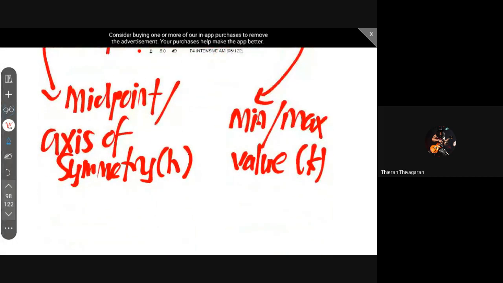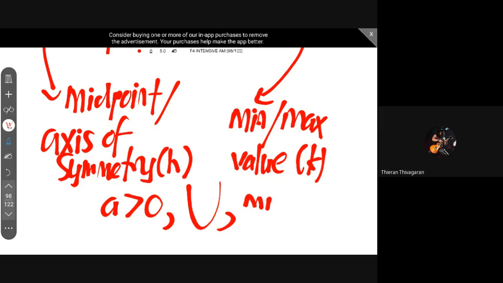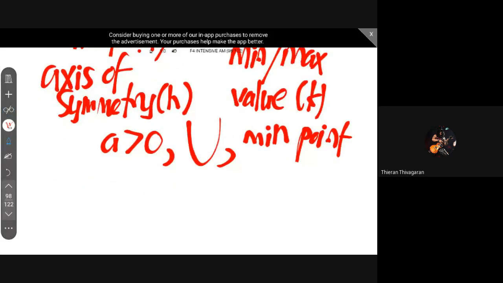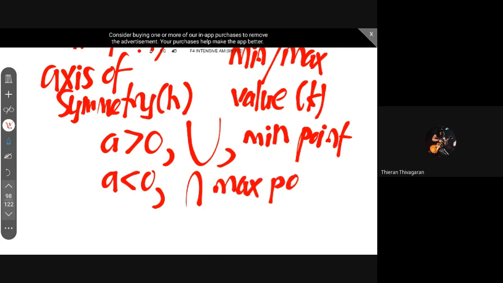So let's say, if A greater than 0, minimum or maximum guys? Mana satu? Yes, very good. Because bentuk graf akan senyum. Maksudnya minimum point. Okay, lagi satu terbaliklah. Bentuk graf tu akan masam. Lepas tu maximum point. Okay, so this is all you need to know about vertex form. Semua info dah ada kat sini. Okay, so this is like the summary lah for vertex form.